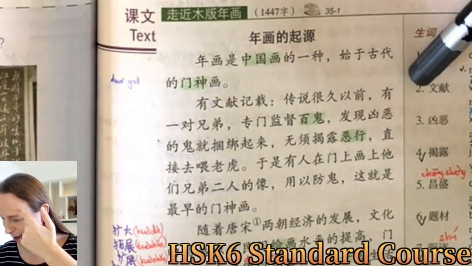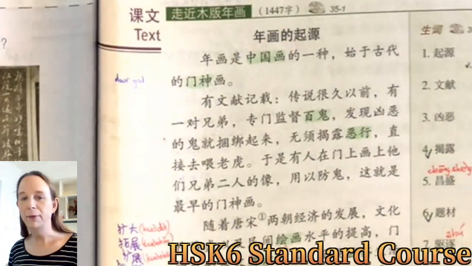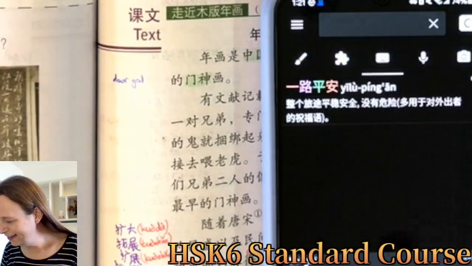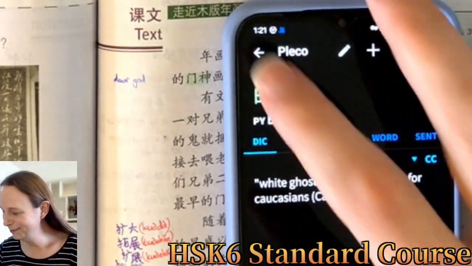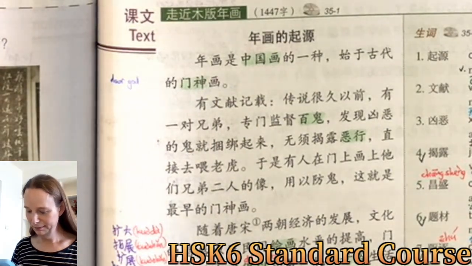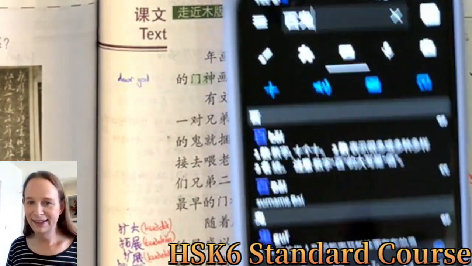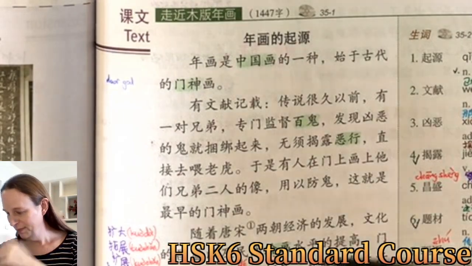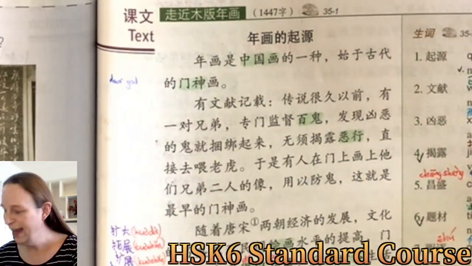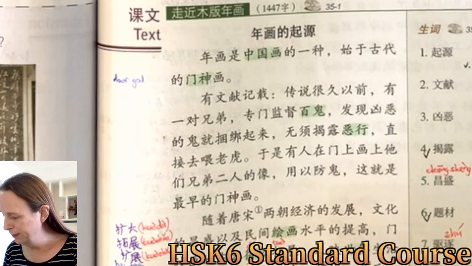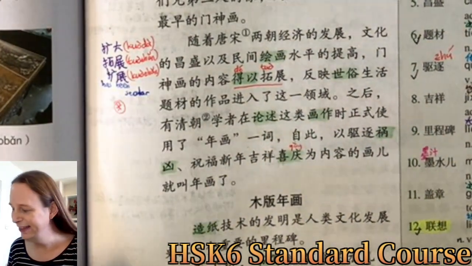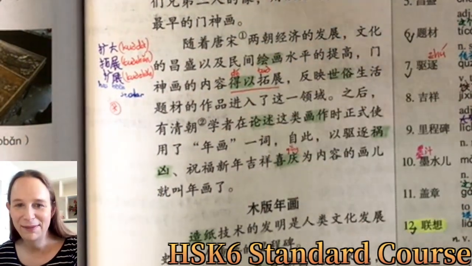tale or legend. So 百鬼. What is 百鬼? It's not in the dictionary, so maybe it just means 100 ghosts or something like that. 专门监督，恶行, this is evil behavior, right? 去喂老虎. I don't know what their relevance is there, but maybe if they can feed tigers, then maybe they're very brave.